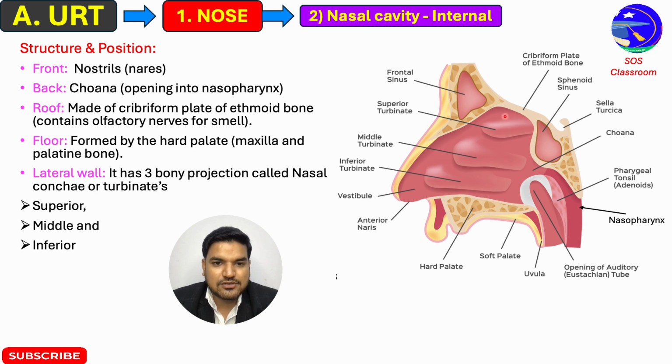Next is the lateral portion. You can see this is the lateral portion. So the lateral portion is made by three bony projections, called the nasal conchae or turbinates. The nasal conchae or turbinates are superior, middle and inferior. What are the other structures? You can see these are the air-filled cavities, called the sinuses: frontal sinuses, the sphenoid sinuses, maxillary sinus in the maxilla bone, and ethmoid sinus in the ethmoid bone.